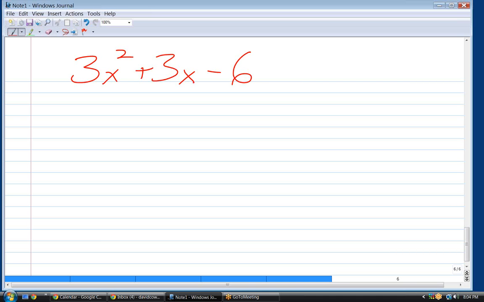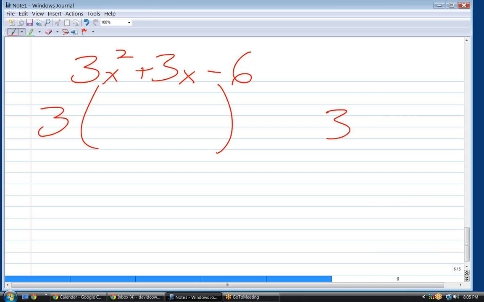What's the first thing I can do here? Is there any greatest common factor? That's always the first question you want to ask when you go to factor a quadratic. 3 would work, right? Yeah, you're right. We can take a 3 out. What's left over? It'd be 1, right? No, we're going to divide each of these 3 terms by 3.